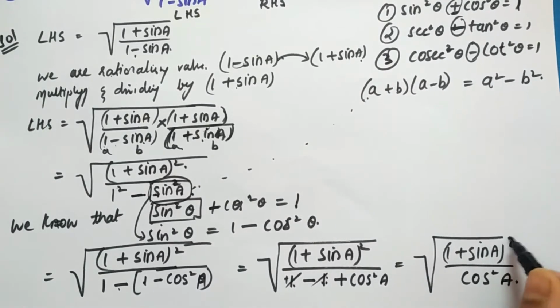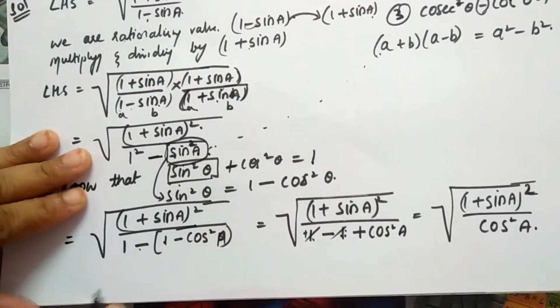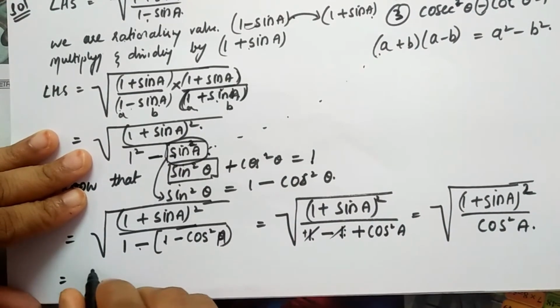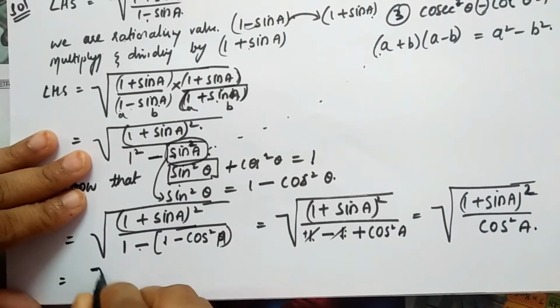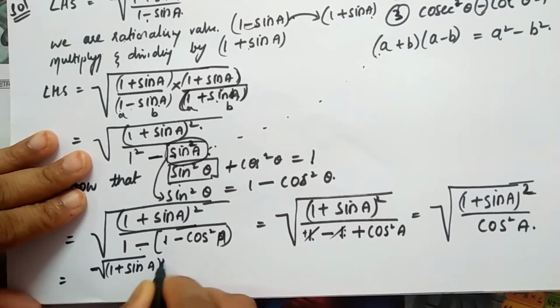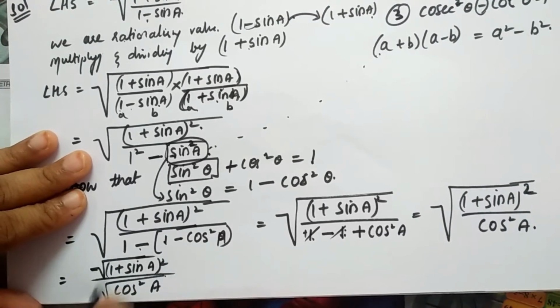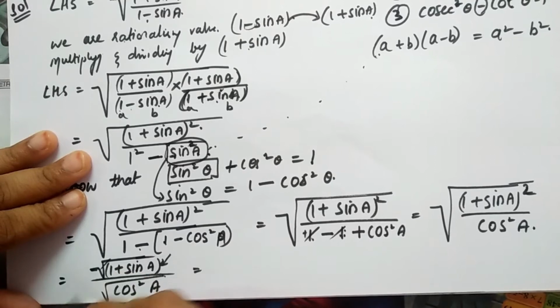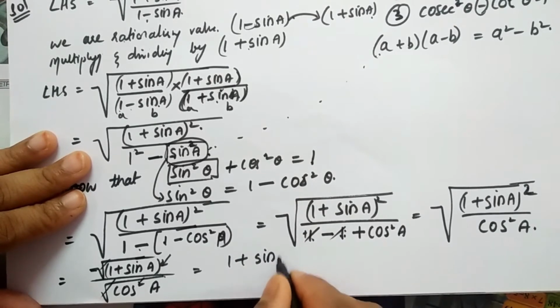Now here we can easily remove the square and the root. If we see here, we divide the square between the numerator and denominator for our ease: 1 plus sine a the whole square divided by cos square a. We are just dividing the root. So this root and this square get cancelled, and this root and this square get cancelled. So the answer is 1 plus sine a divided by cos a. We are left with it.